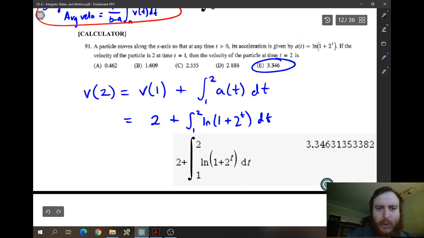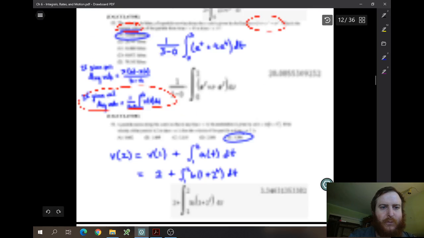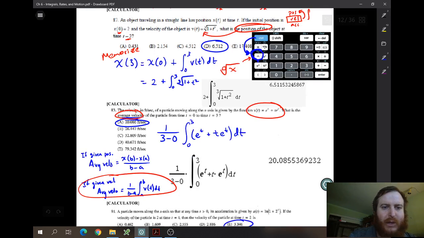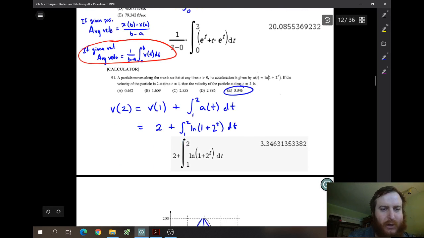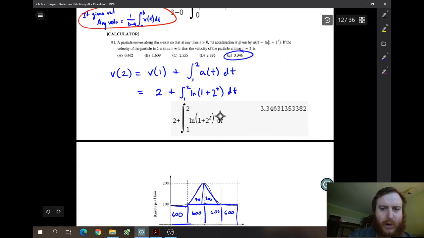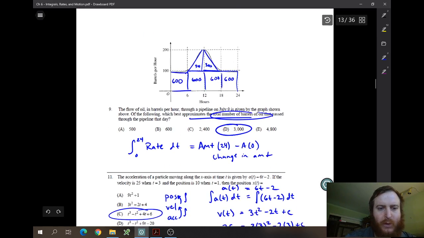Next one, a particle moves along an axis. We're given a formula for a of t, and then we want to know the velocity of the particle at time 2. This is very similar to question 87, but with velocity and acceleration. So v of 2 equals v of 1 plus the integral from 1 to 2, that FTC interpretation. We just type it into our calculator, and we get choice E.